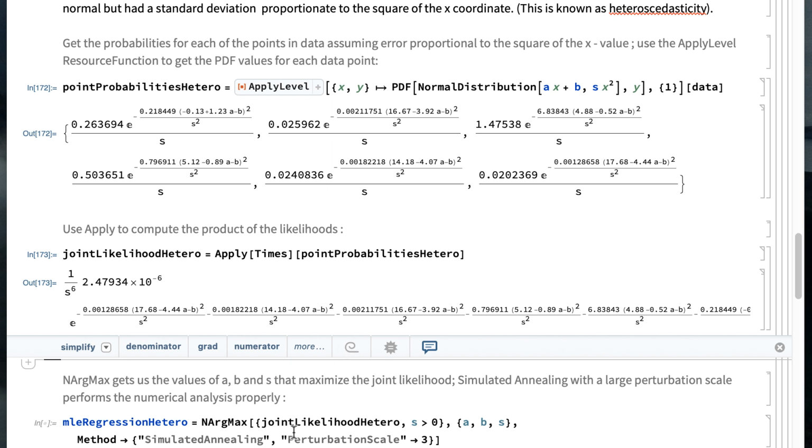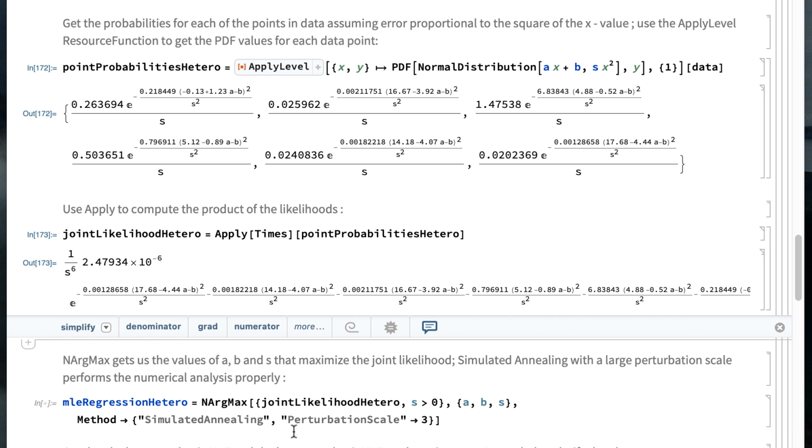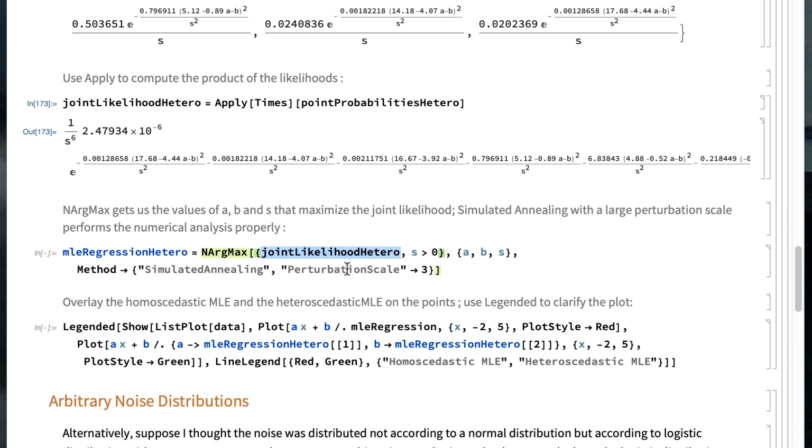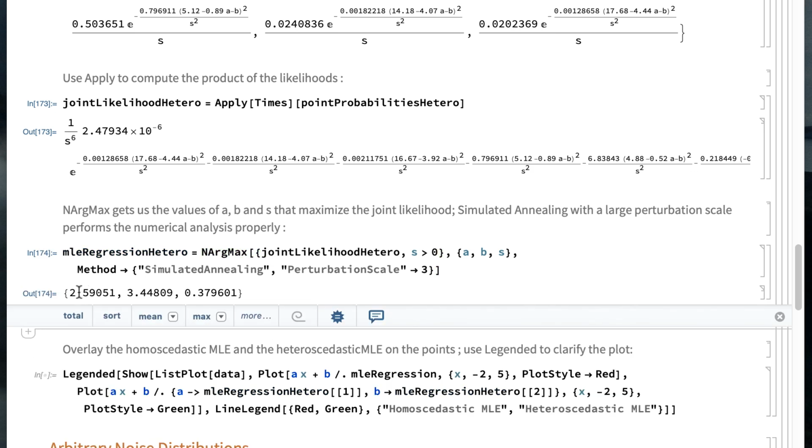And now what we're simply going to say is, hey, Wolfram, you're good at figuring out maximums. I want you to find the values of A, B, and S that maximize this expression. And the only thing I want to make sure you understand is that S needs to be greater than 0. Again, I'm going to give some instructions to the maximizer just to make sure it does a good job. And we do that, and it's going to tell me that the best fit is when A is 2.59, B is 3.44, and S is 0.37.